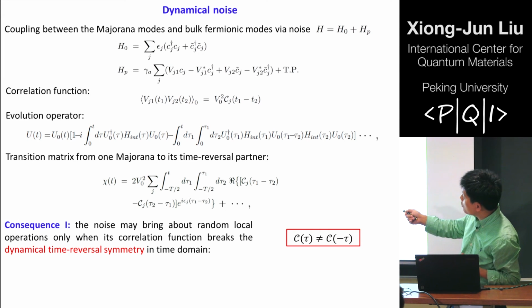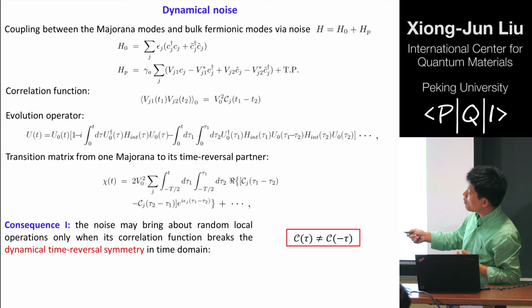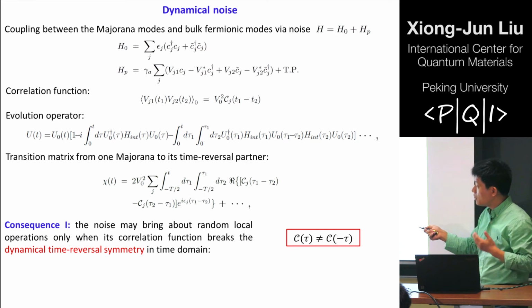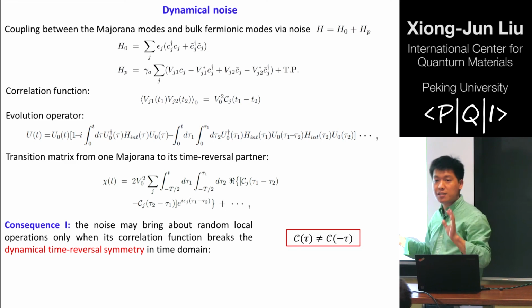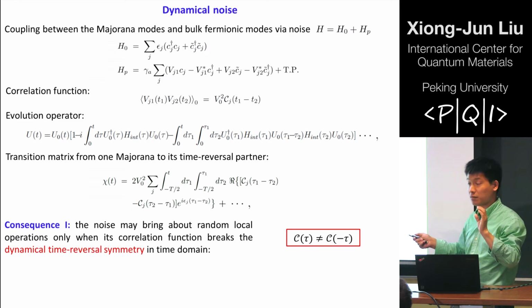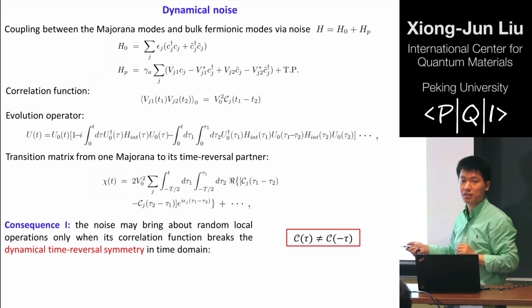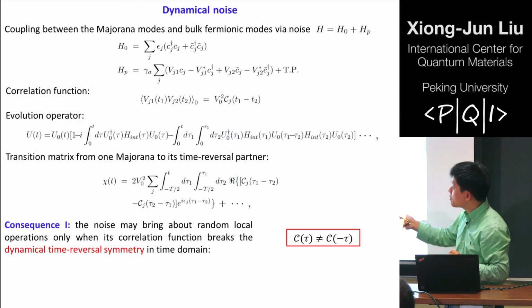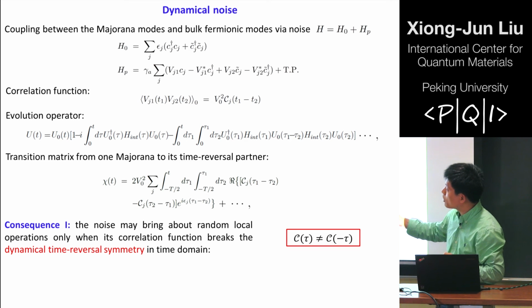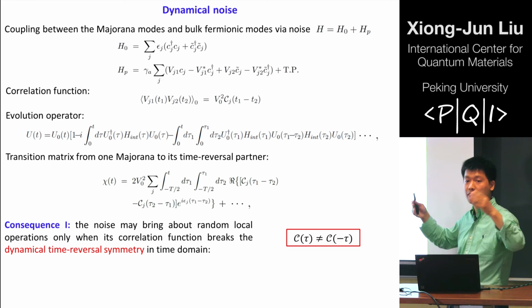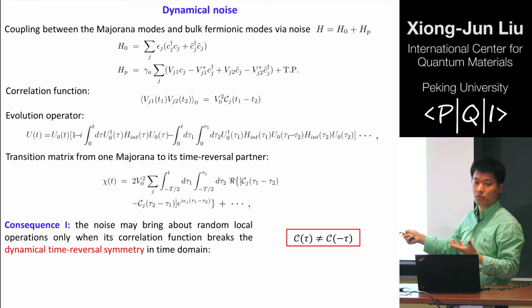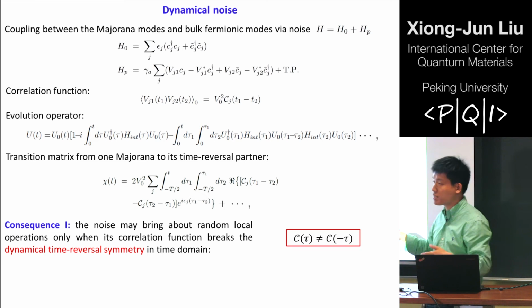Namely, this is the correlation function of this dynamic noise. If the correlation function satisfies tau 1 minus tau 2 equals tau 2 minus tau 1, namely if it satisfies this kind of symmetry, you can see that the local mixing exactly vanishes. Here I only give the leading order for this coupling. Actually, we can show that even if you consider all the higher order couplings, this is exactly true. We can prove this result.